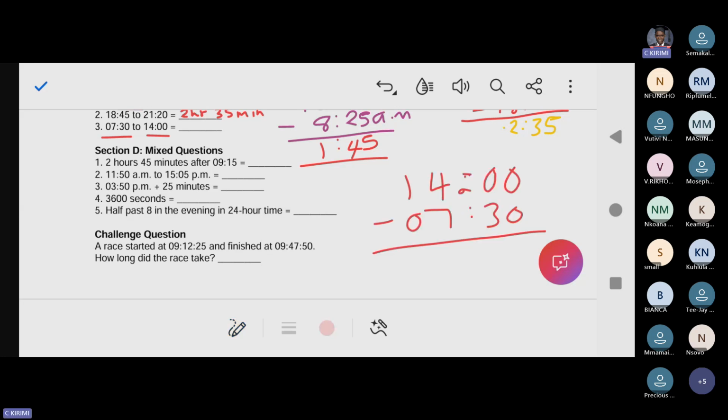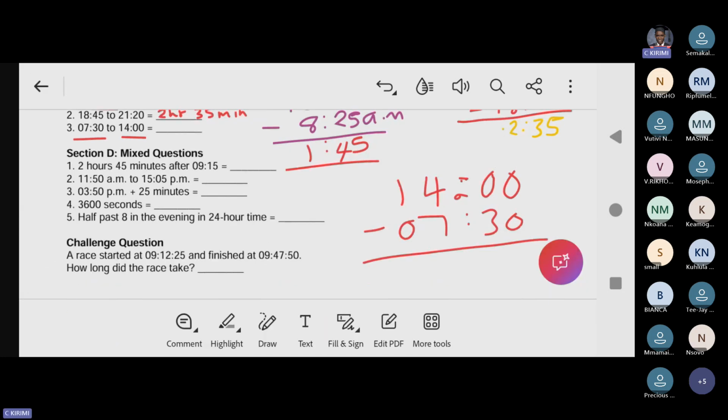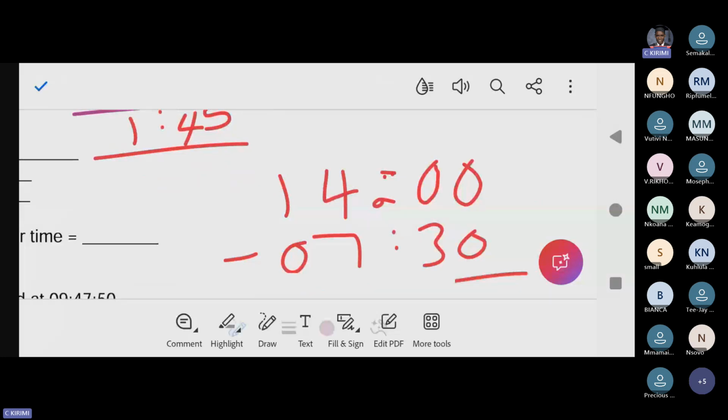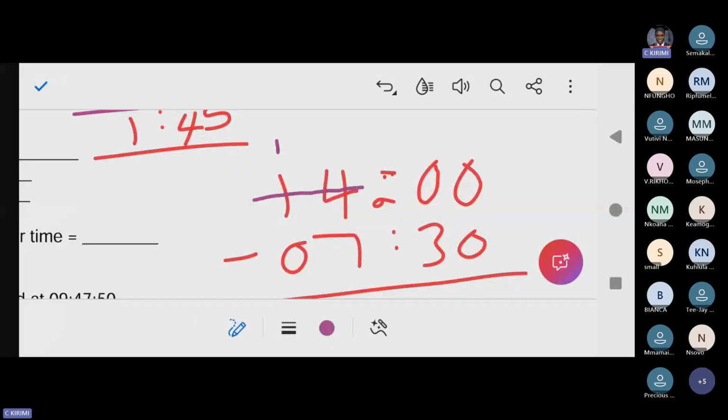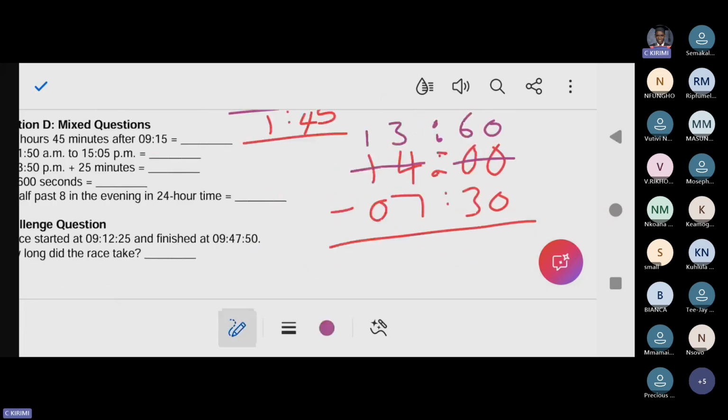Since 0 minutes cannot subtract 30 minutes, we need to borrow again. From the 14 hours, we borrow 1 hour. So if you borrow 1 hour from the 14 hours, 13 hours are left. Then here, 0 plus 60, which means the time we are using now will be 60 minutes. Now we do the subtraction: 0 minus 0, that's 0. 6 minus 3, we have 3. And don't forget to put your colon for time.